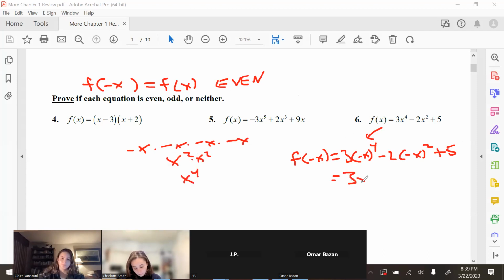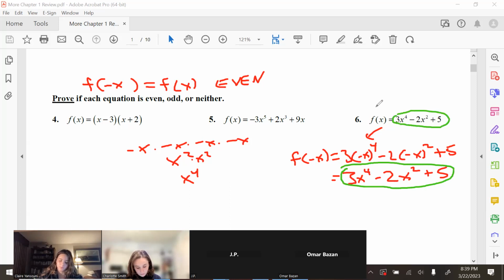So that stayed unchanged. Likewise, when you multiply negative x twice, it comes back to x squared. But there's still -2 to the left of it, so you have -2x^2. And of course, the 5 stays as 5, hence why we call it a constant. So what happens is that the new function is actually not really new. It's the same as it was before. When this happens, we say it's an even function.